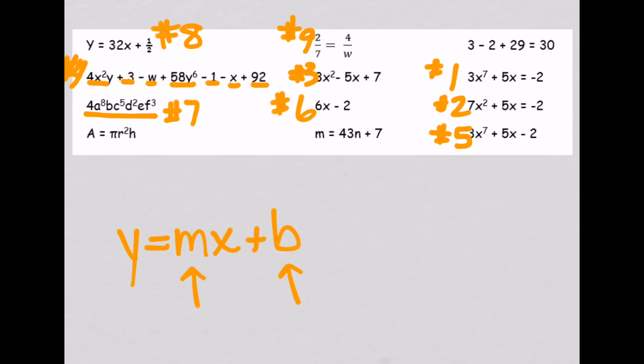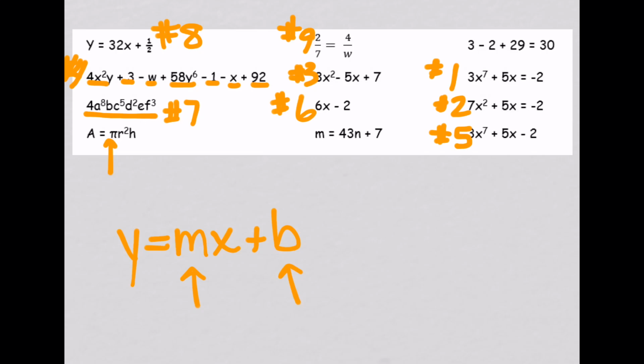So technically, I guess this one's not quite right because pi, although it is a letter, is kind of a constant. It does not change. But you can copy this one down, pi r squared h, because it doesn't have any other numbers, but technically pi is actually a constant. It represents that number, 3.14. So I kind of want to change that one in the future. That's not really an equation with only variables.